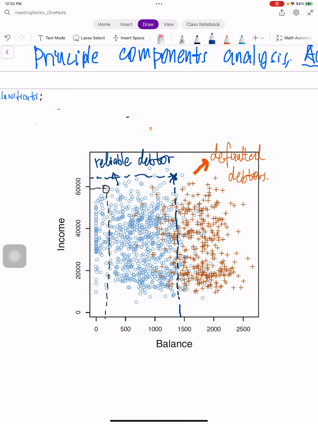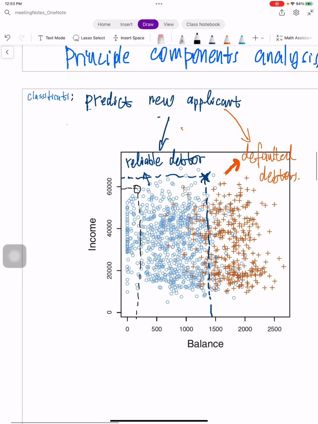That's all the information we know about this applicant, but we want to know their future behavior. Is this new applicant gonna pay back the credit card on time, or does he have a high risk of being a defaulted debtor? That's a question of classification. So we want to predict whether new applicants will be reliable or defaulted debtors.